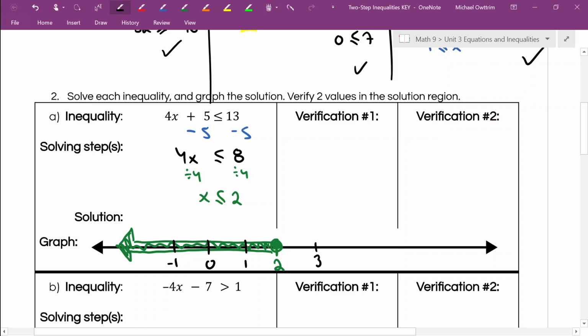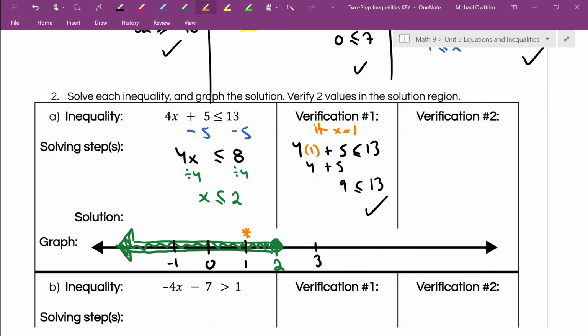So let's go ahead and verify. I'm going to verify the point where x is 1. So I'm going to say if x is 1, then what happens in my original inequality? I'm going to have 4 times my x of 1 plus 5, which should be less than or equal to 13. So let's calculate that. 4 times 1 is 4. 4 plus 5 is 9. 9 is less than or equal to 13, so that point worked.